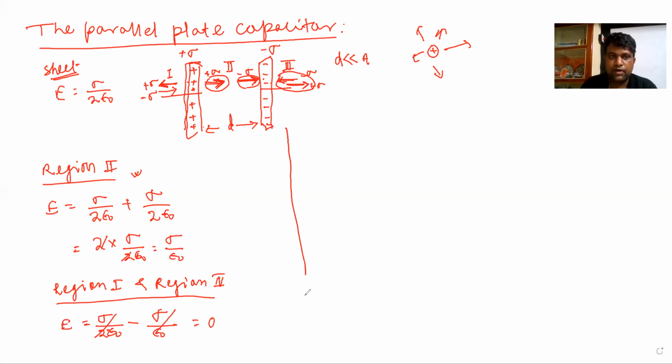Now what is our aim? Our aim is to find out the capacitance of the parallel plate capacitor. So these are two conducting plates. A parallel plate capacitor means a capacitor consisting of two plates kept parallel to each other, and these are generally conducting plates.